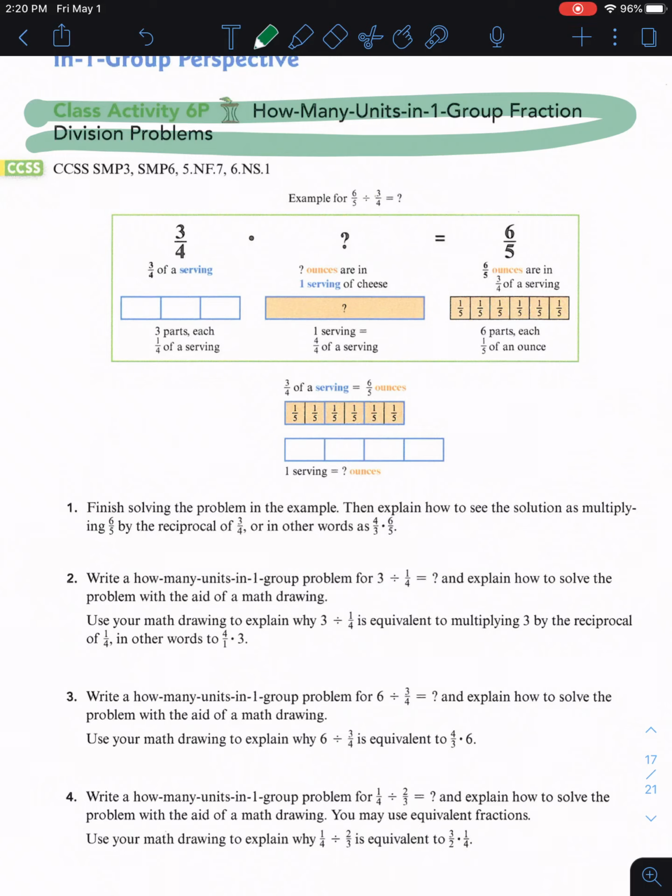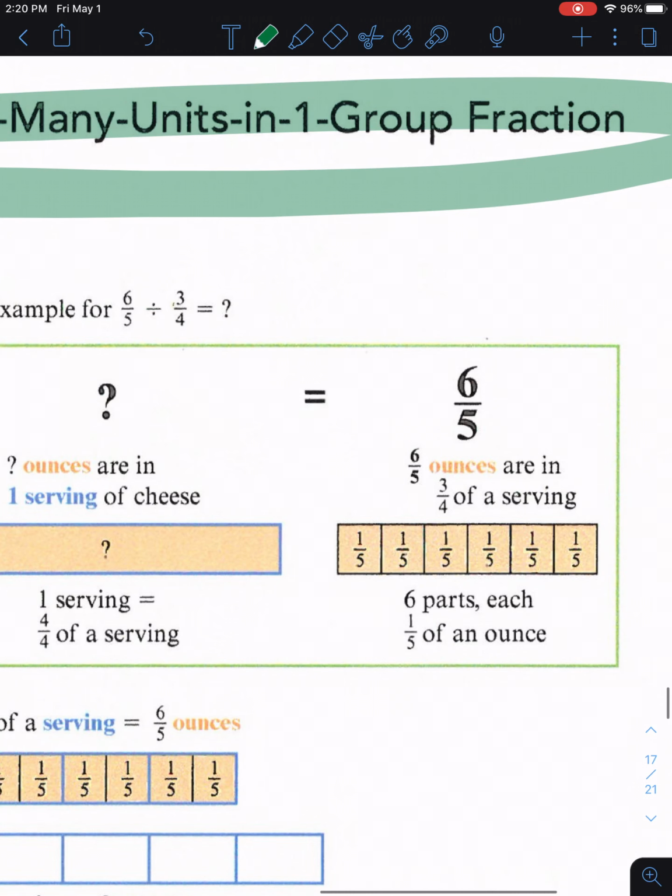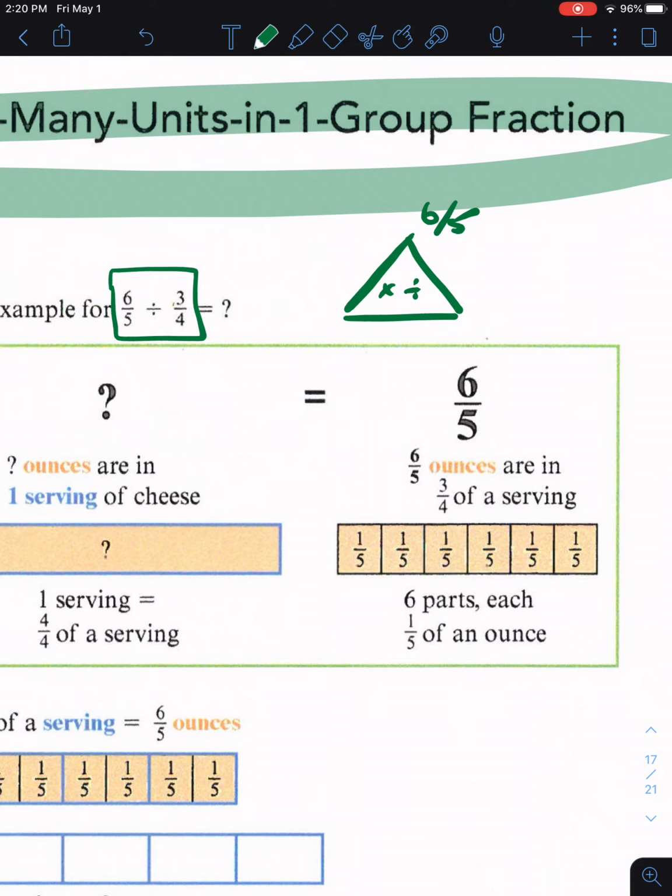So now let's take a look at the interpretation of division of fractions from the how many units in one group, how many in one group perspective. So we're going to use a slightly different expression, but we're still going to be looking at it from the point of view of what does this mean in terms of multiplication. So it's 6/5 divided by 3/4, and 3/4 is one of the factors. 6/5 is the product, 3/4 is one of the factors. We're looking for the other factor.